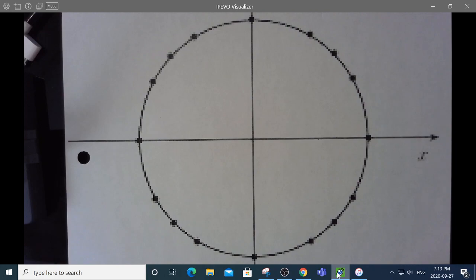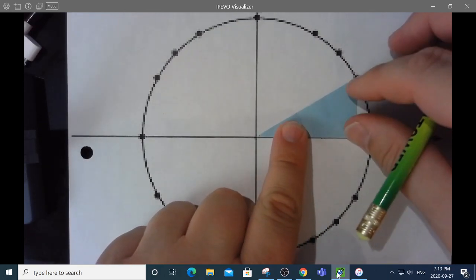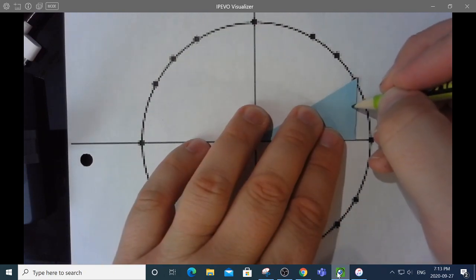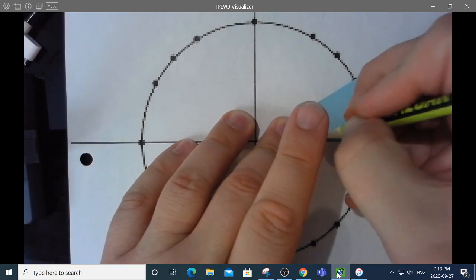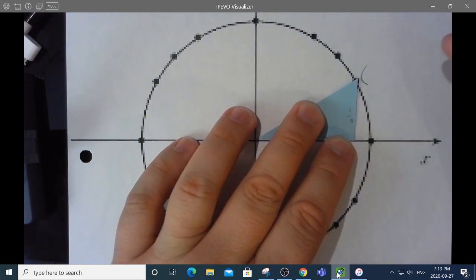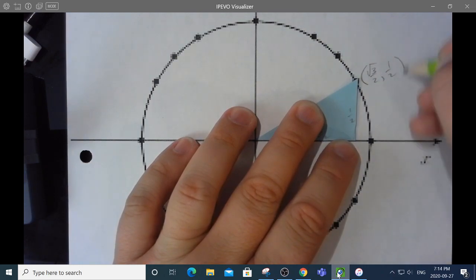I actually made little pictures for it here, little triangles. So check it out. If I were to put my 30, 60, 90 triangle right here, what do I know about the 30, 60, 90 triangle? Well, I know again that x is √3/2 and y is 1/2. So this is the coordinate √3/2 for x, 1/2 for y.